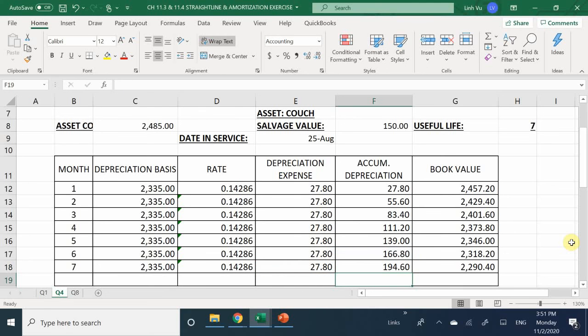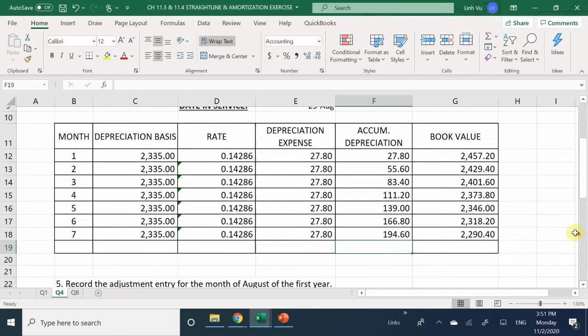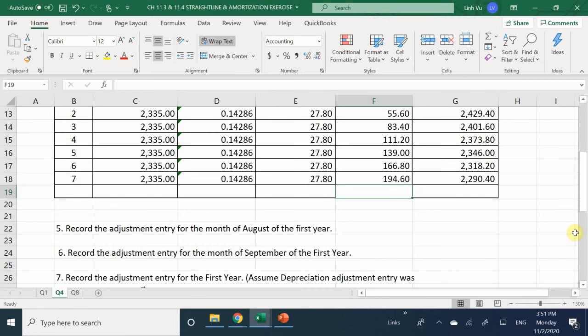194.60, bringing your book value to be $2,290.40. Good. Okay, so that's all that there is there. Now let's go ahead and do the adjustment entry.